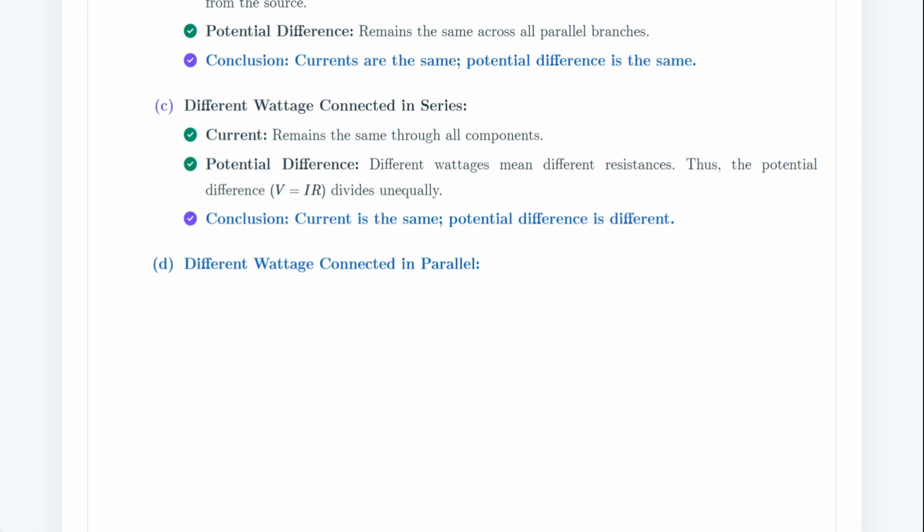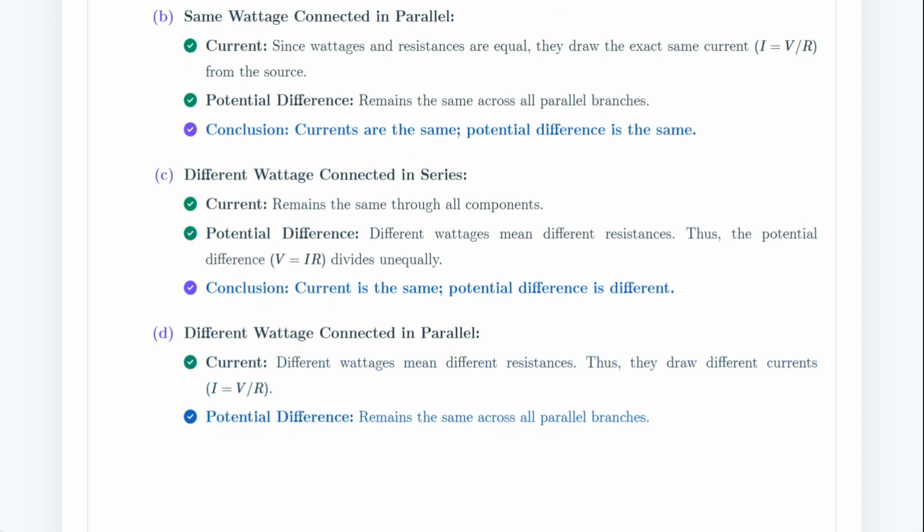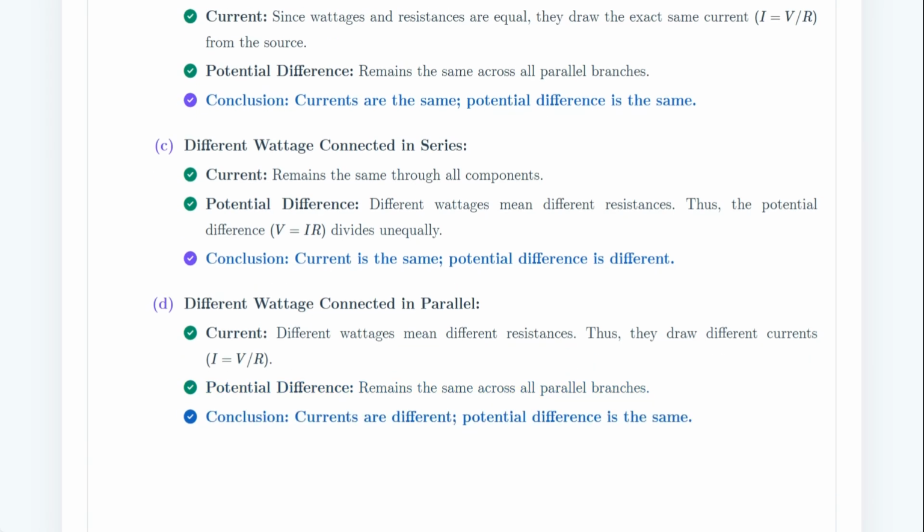Finally, for different wattage bulbs in parallel, they draw different currents. But the potential difference remains the same across branches. Conclusion: currents are different, potential difference is the same.